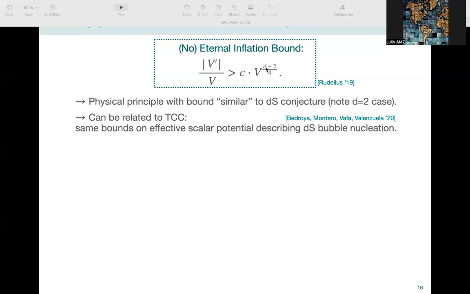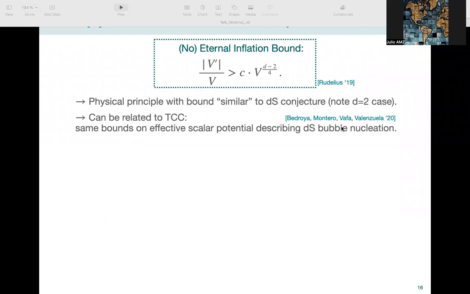This is very reminiscent of the de Sitter conjecture, with the main difference that here the right-hand side is field dependent, potential dependent. And we see that in the case where d equals 2, so in two space-time dimensions, the two conjectures become identical. And this indeed prohibits de Sitter. And actually, it was also shown in this paper by these authors that this can give the same bounds as the DCC when one has some nucleation of de Sitter bubbles.